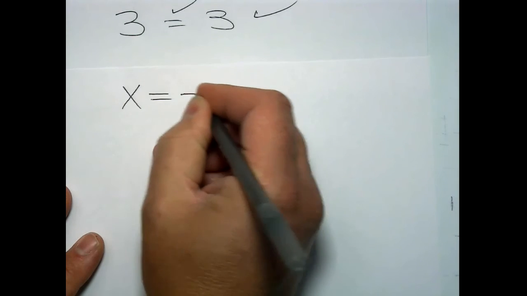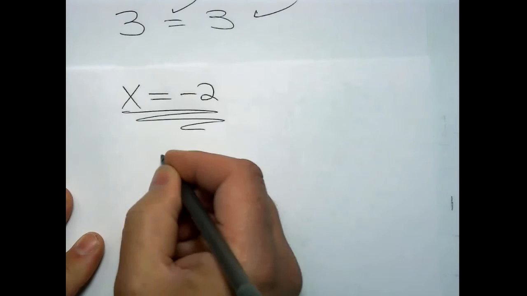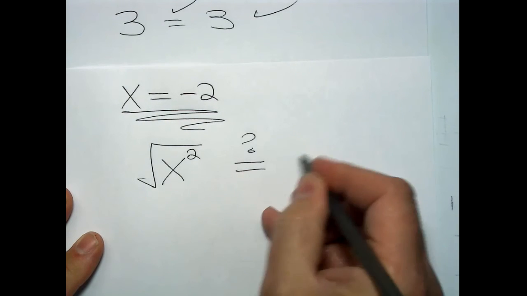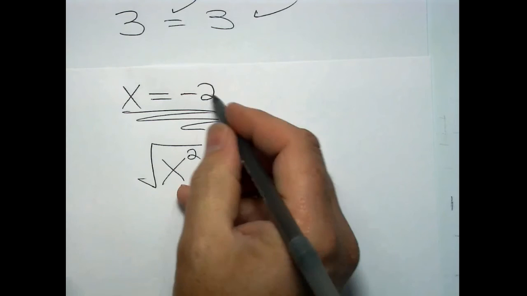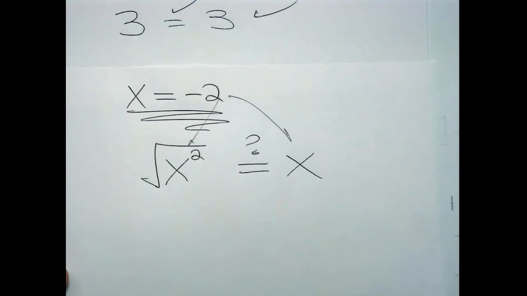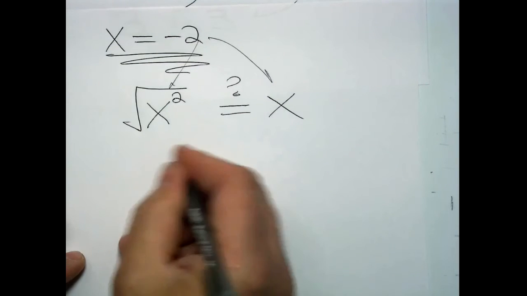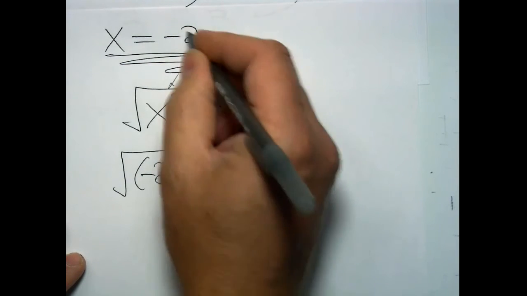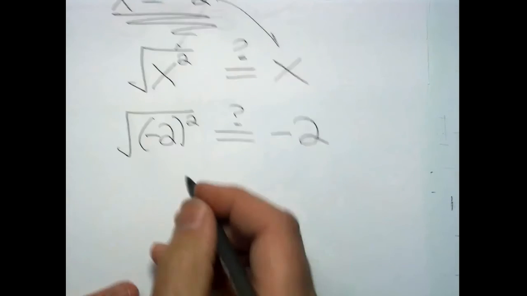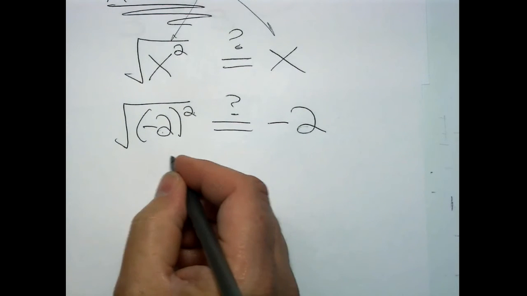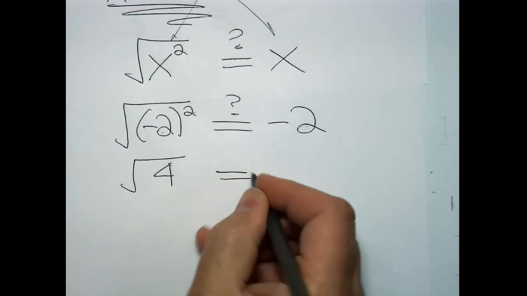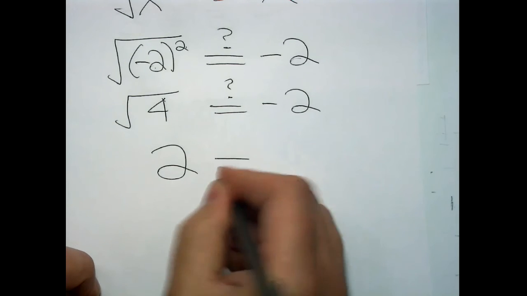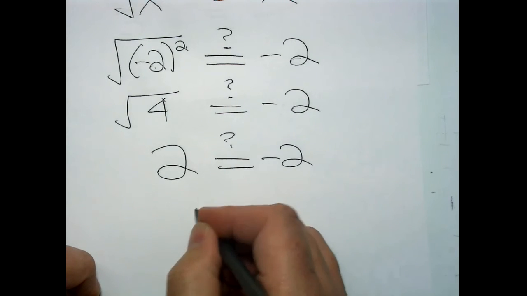Let's try x equals negative 2. Is it really true that the square root of that x squared is really equal to x like you're supposed to? So let's put it in here and over here. So the question becomes, is the square root of x squared really equal to that x? Now, negative 2 squared is 4, correct? Okay, is the square root of 4 really equal to negative 2? Is 2 really equal to negative 2? No.